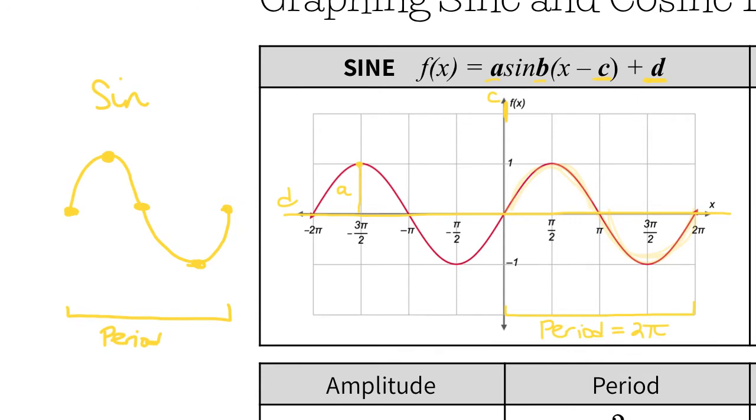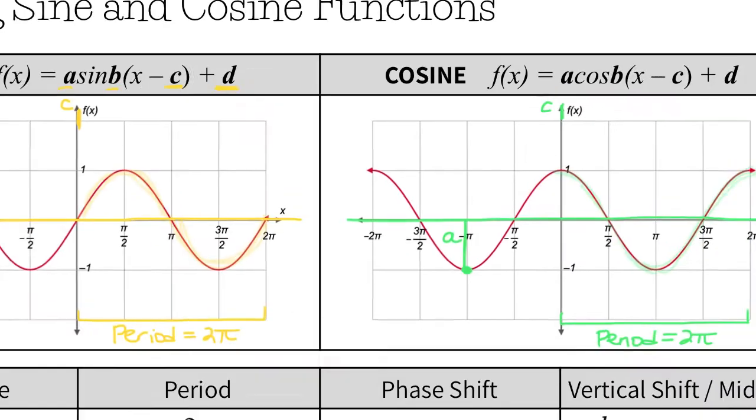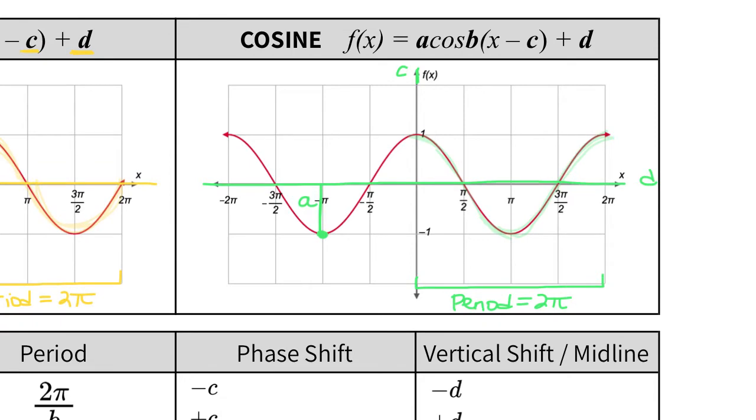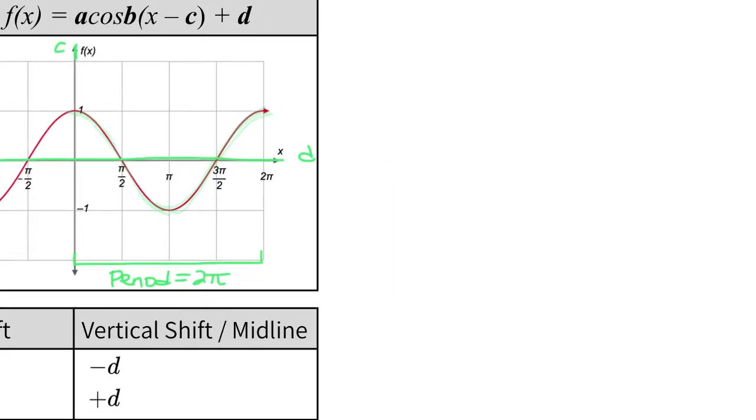Okay, cosine, on the other hand, while it still makes this same shape, it starts at a different spot. So cosine makes kind of a bowl or a cup shape. It starts and ends with a maximum, has a minimum right down in the middle, and then it hits the midline twice. So this all takes place within one period of cosine.